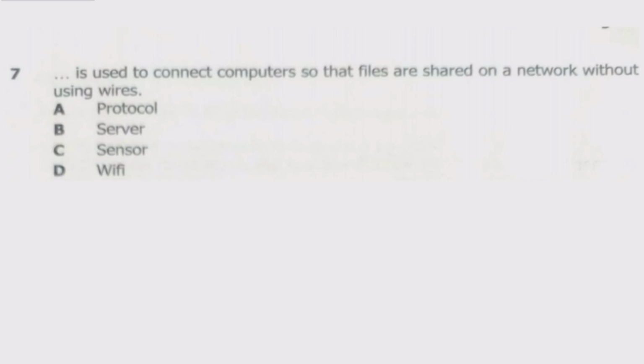Okay. Question 7 is as follows. Dash is used to connect computers so that files are shared on a network without using wires. A. Protocol. B. Server. C. Sensor. D. Wi-Fi. So what is connected to the computer to share files is Wi-Fi, which is D. D is the correct answer.